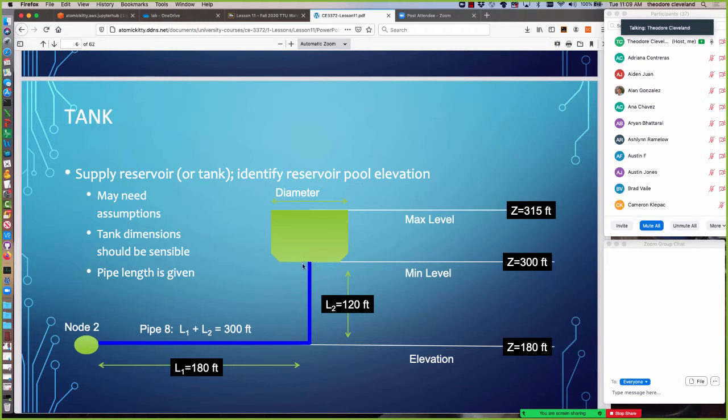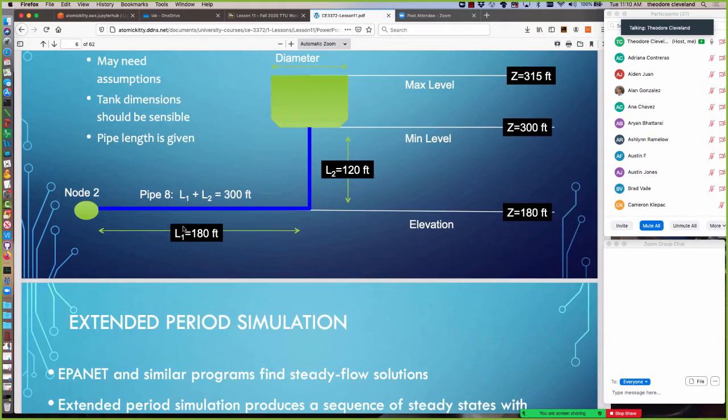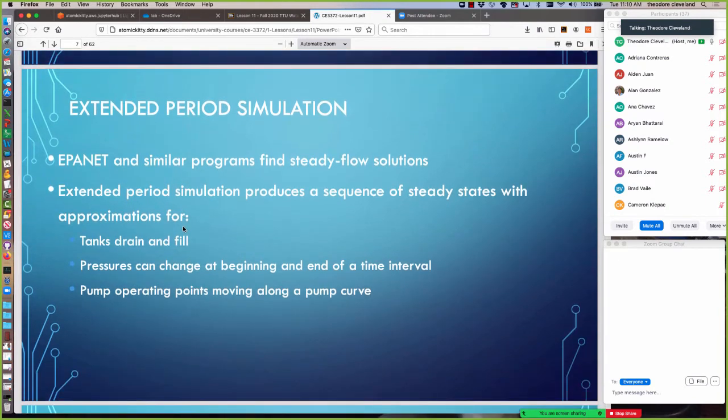And so the tank bottom is at elevation 300, and the tank has 15 feet of available depth. And so the maximum level in the tank is 315 feet above the datum. So that was how we conceptualized a reservoir. And we did that simulation, we got an answer.